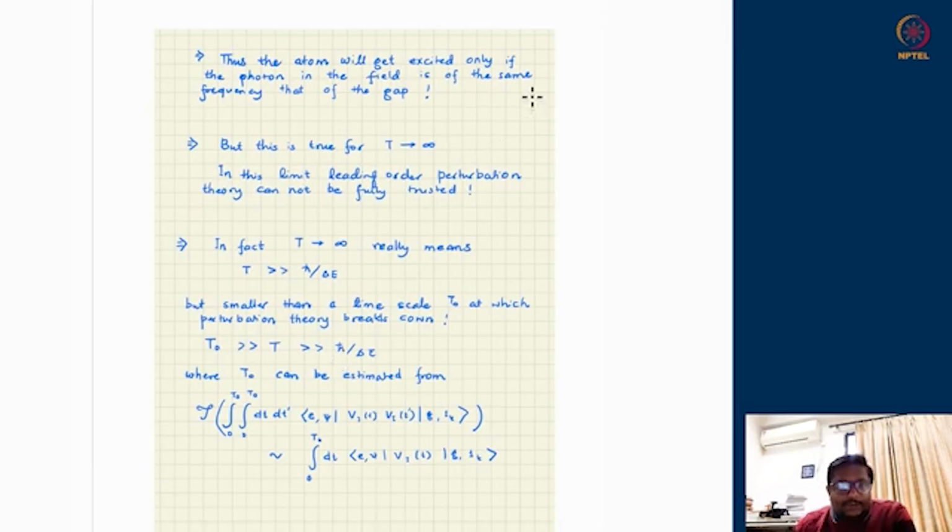So therefore the learning is the resonance condition. This is called the resonance condition: the photon energy and the energy gap of the atom are the same.